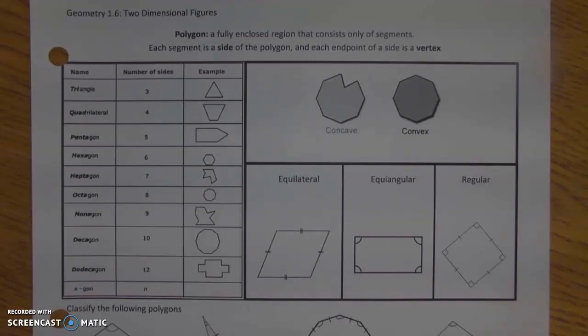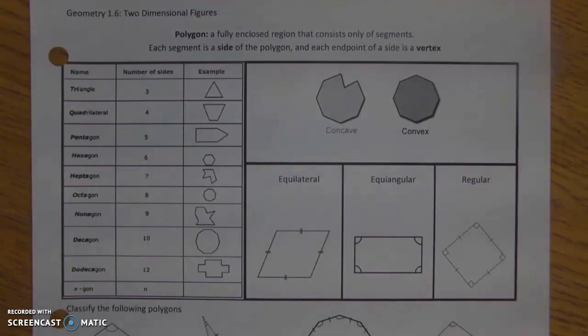Hello everyone. Today we are going to be looking at two-dimensional figures, and essentially we are looking at polygons. We're going to start with how we can classify each polygon, and then we're going to move on to how to find the perimeter of various types of polygons and a little bit of information about circles. So let's begin with what a polygon is.